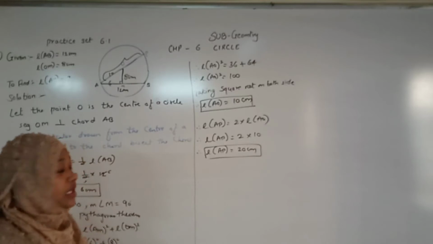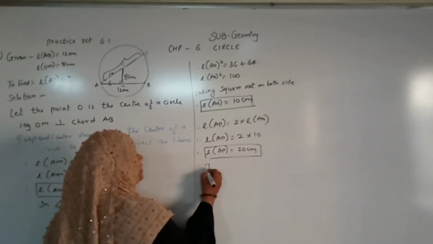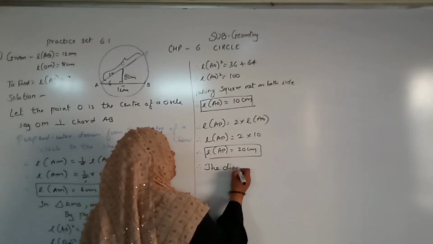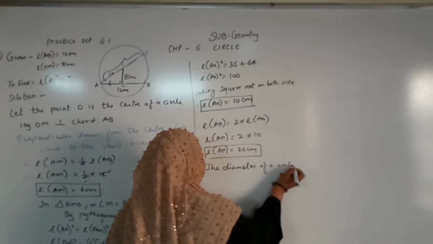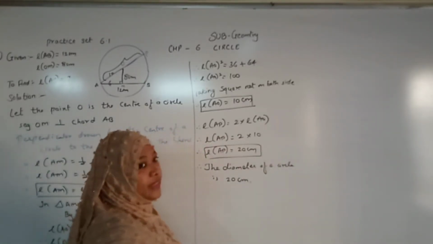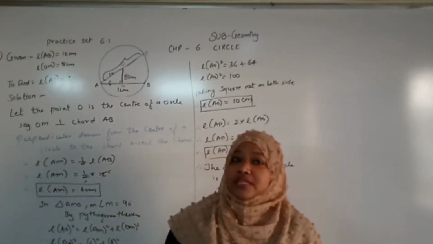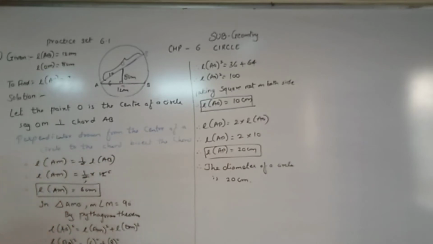Highlight with the scale and pencil. Now student, we have found the length of AP, but in the question what they asked, we have to write the statement. Therefore, diameter of the circle is 20 centimeter. Understood? So that is our first question. I am giving 2 seconds to look. We will go for question number 2.